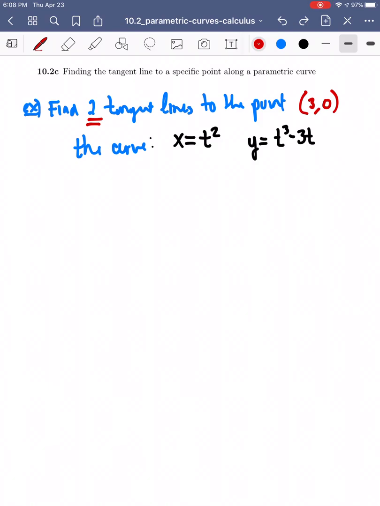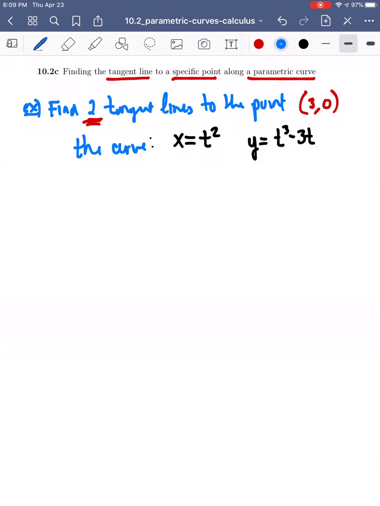In this example, we're going to find the equation for tangent lines to specific points along a parametric curve. And here, we're going to actually find the equation of two tangent lines. This just happens to be the problem: two tangent lines to the point (3, 0) along the curve x equals t squared and y equals t cubed minus 3t.